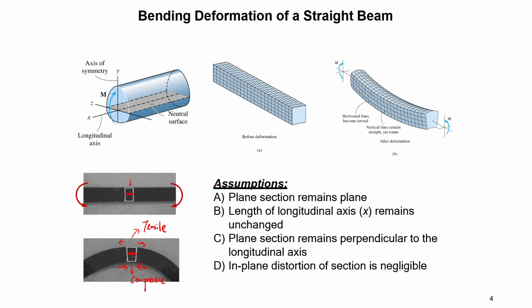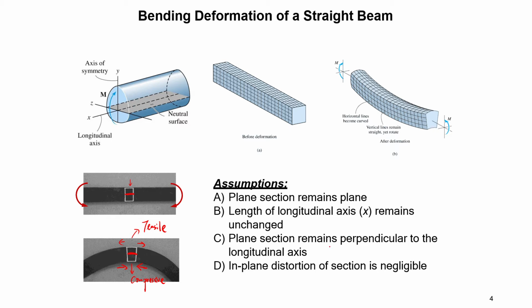And there are 4 assumptions here. Number 1 is plane sections remain plane. All the plane sections remain plane. And the length of the longitudinal axis remains unchanged. So essentially, the neutral axis remains unchanged.